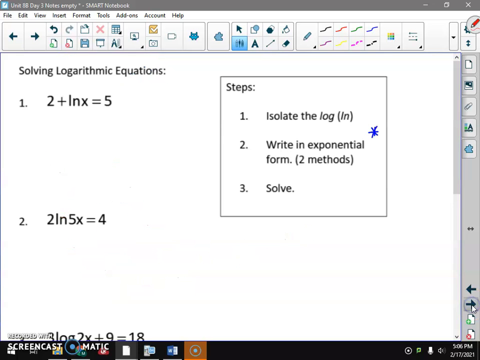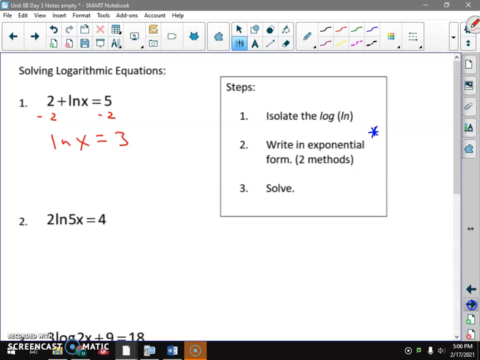All right. Make them a little bit messier. We're going the other way. Instead of solving exponentials using logs, we're going to solve logs. How? Using exponentials. So first we're going to isolate the log. I can do that. Subtract 2, subtract 2. ln of x equals 3.